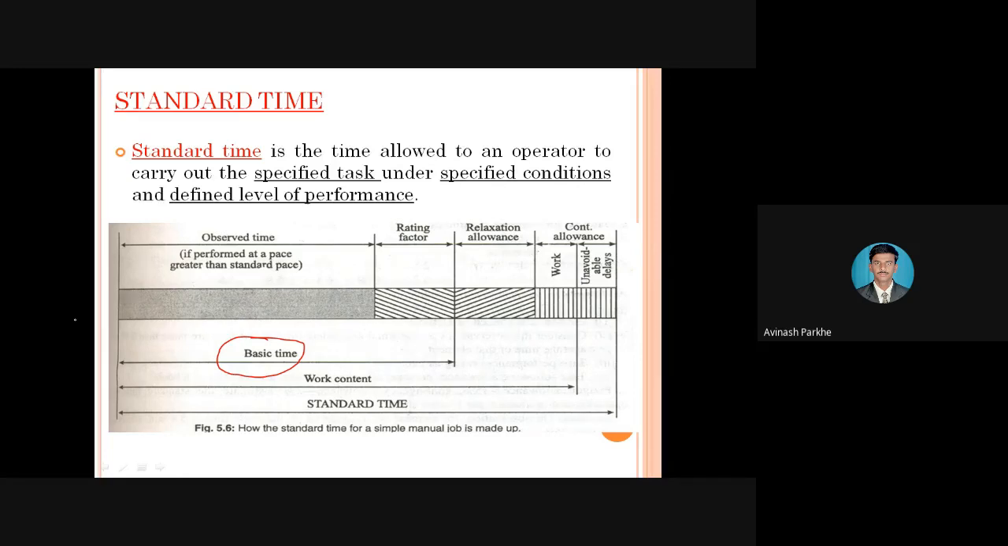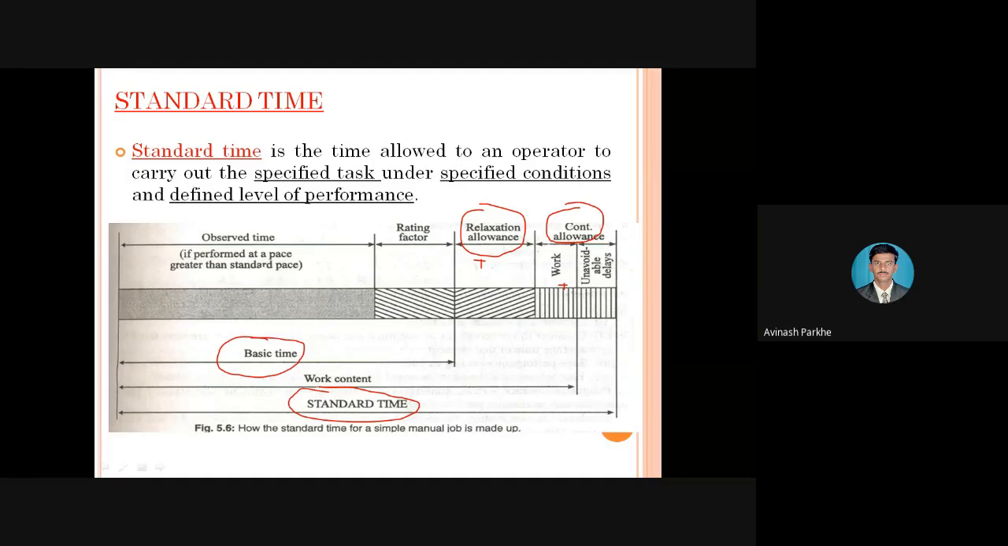But along with that particular basic time, I have to give a number of allowances. So here one sample is given, that is relaxation allowance and the contingency allowance. So basic time plus relaxation allowance plus contingency allowance. If I do the addition, I will get the standard time to complete that particular task. Therefore, whenever I am calculating the standard time, it can be calculated by considering all the types of allowances, and it is necessary.